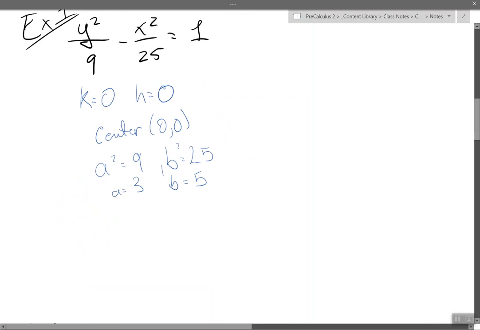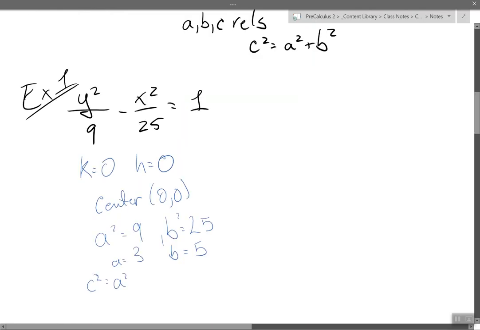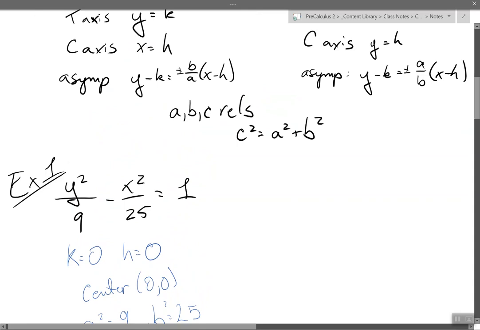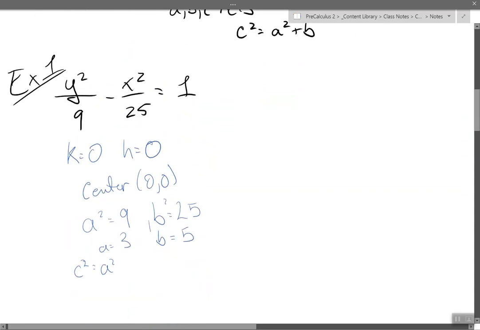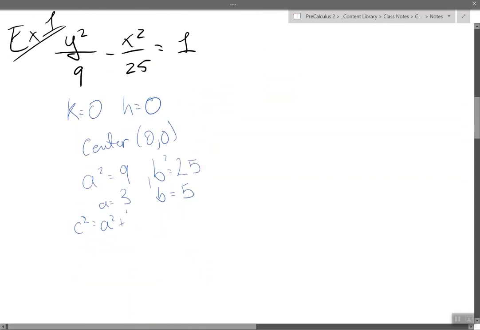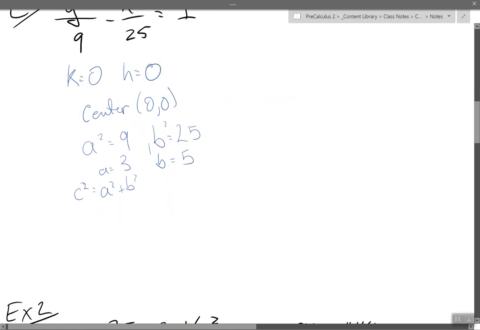And then we'll go straight from there to find c. So c squared is a squared. And remember, we've changed that formula slightly back to the Pythagorean theorem. So c squared is a squared plus b squared. So that is c squared equaling 9 plus 25, which is not 36, it is 34.